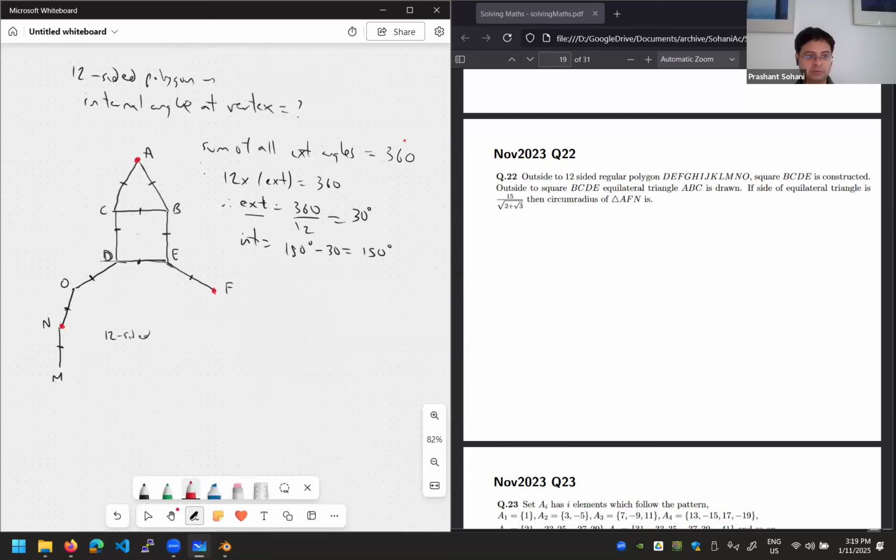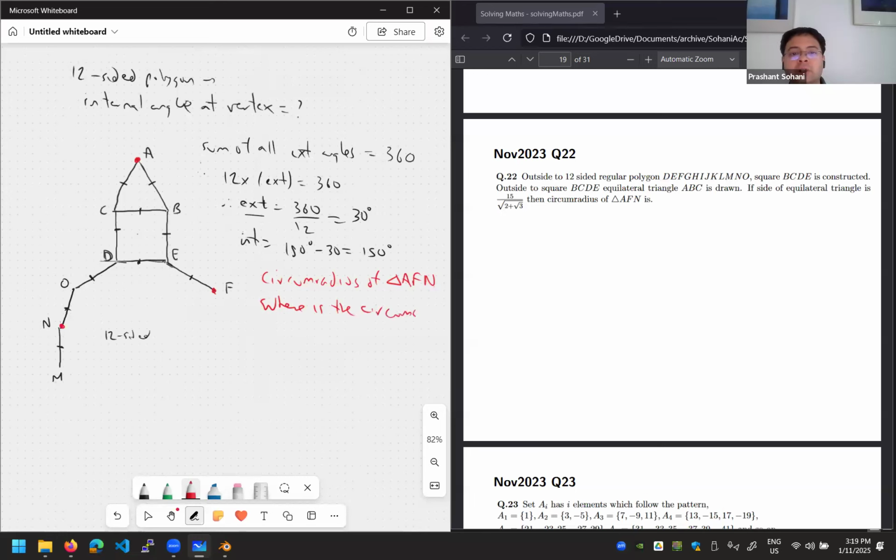Okay, so you see, looking at the diagram, even for me, honestly, when I started to look at this question, at first I was not able to make any progress at all. Then what I started to realize is, I'm interested in the circumradius of triangle AFN. Okay, so first, before finding that, the question is where is the circumcenter located?